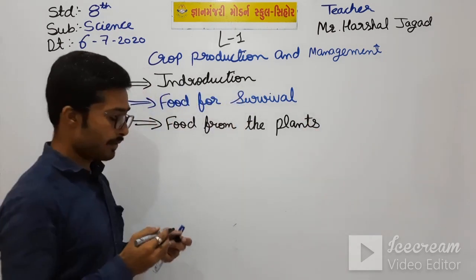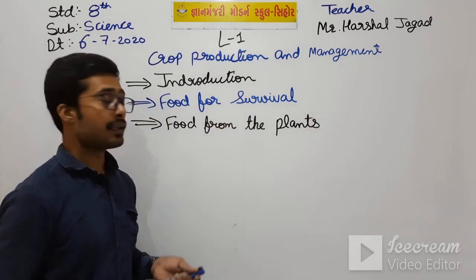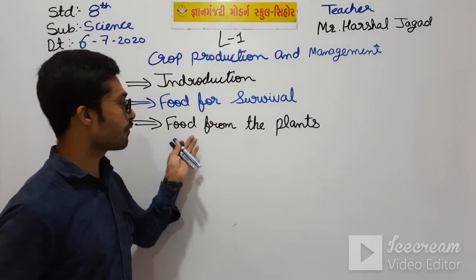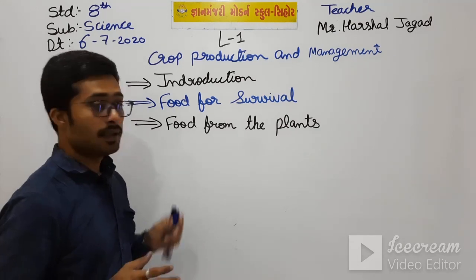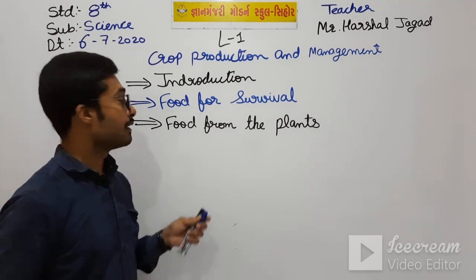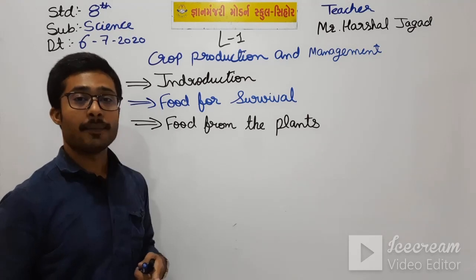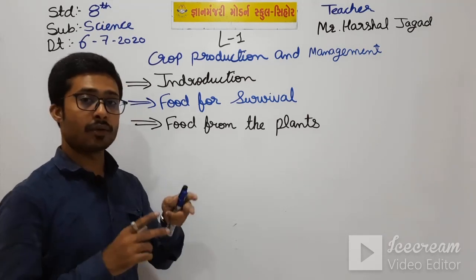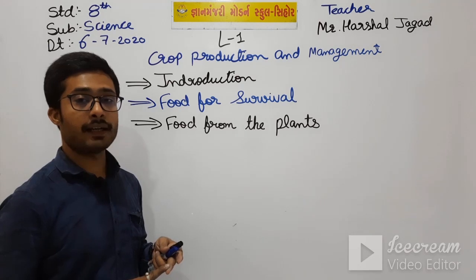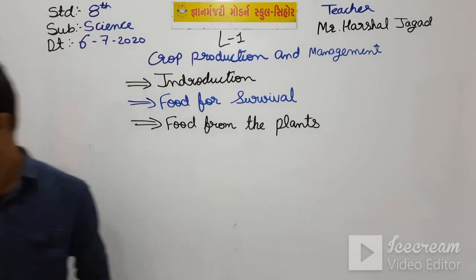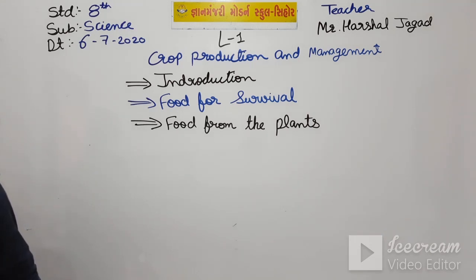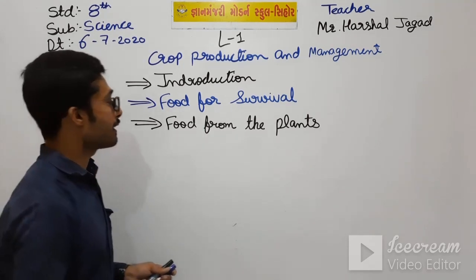In this we saw two main topics. In the introduction to food from the plants, we saw that the food obtained from the plants is known as food from the plants. And the first two main topics were kharif crop and rabi crop. We saw that the kharif crop is grown in the summer season and the rabi crop in the winter season.